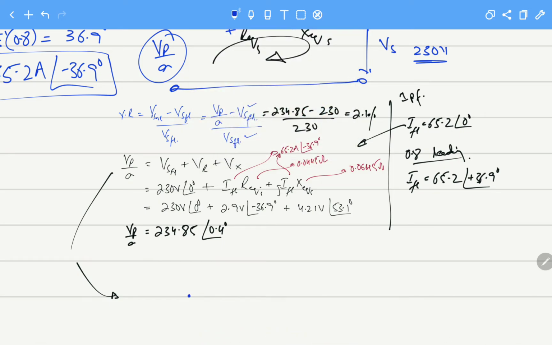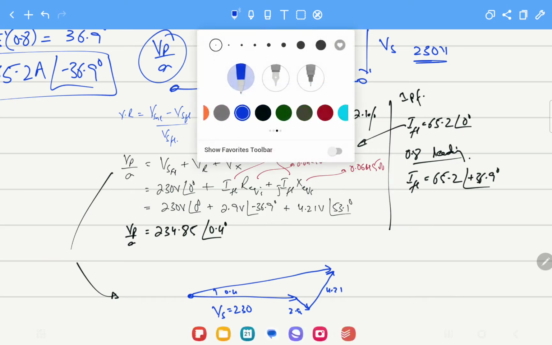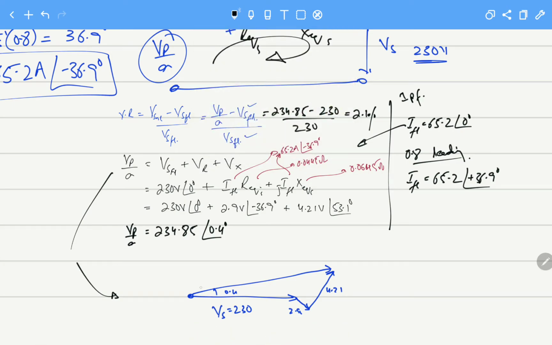Let's see this. This is Vs, this is 230. Then we have 2.9 volts, the angle is minus 36.9. And then we have this value, 4.21 volts, and here is our 0.4 degrees. This is actually the resultant of the KVL. Okay, so this is how we are able to calculate this.